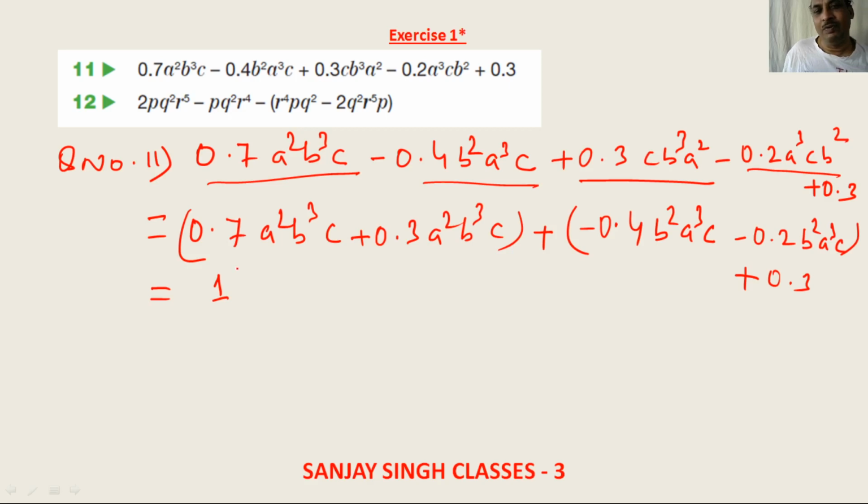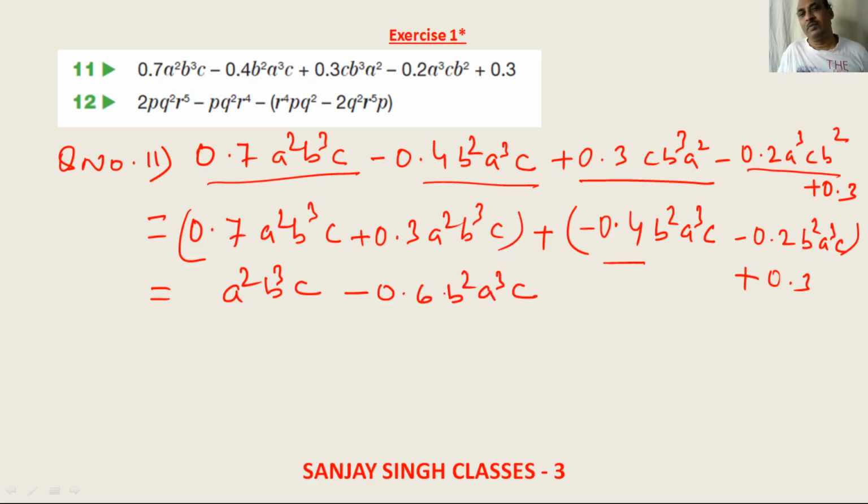Okay. So if it is becoming 1, no need to write 1. Simply we can write a square b cube c. Here minus 0.4 minus 0.2 will be giving us minus 0.6 b square a cube c. So minus 0.6 b square a cube c we have got here.